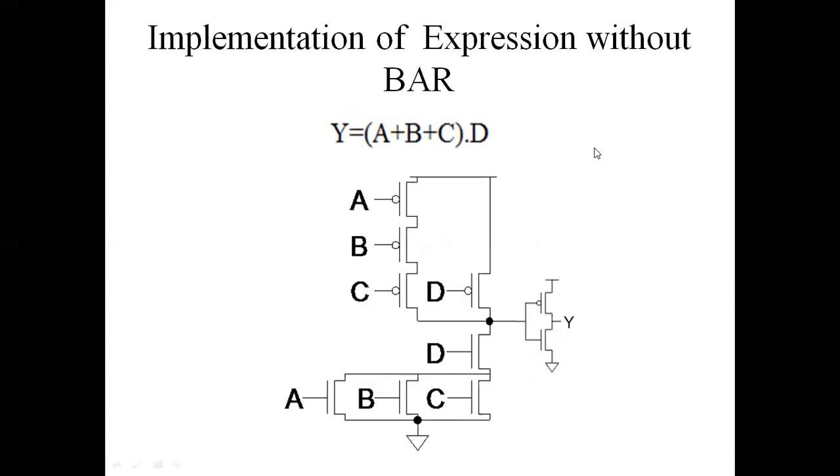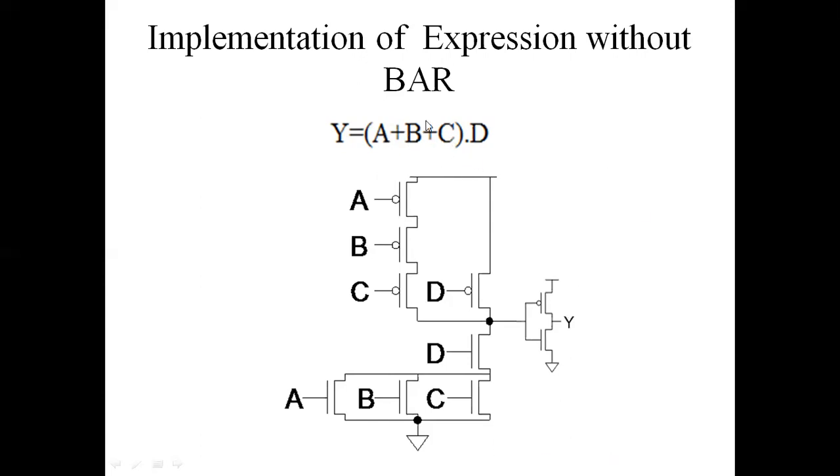So now we have seen the implementation of an equation with bar. Now we'll see how to implement the expression without bar. The rest of the thing is the same, we just add an inverter at the output, because to remove the bar, we add the inverter. So this is making the inverting action. Now the rest of the thing is the same.